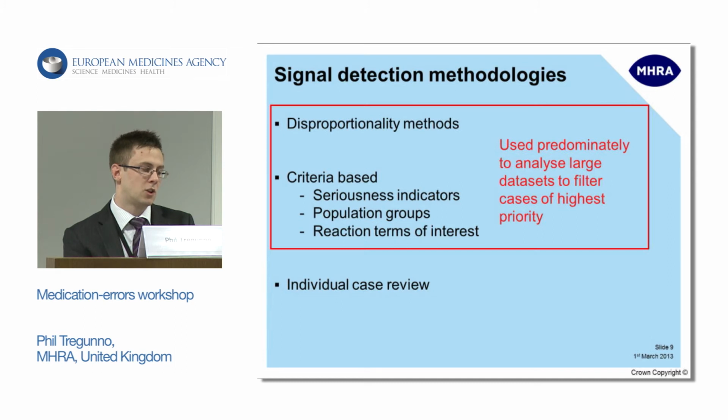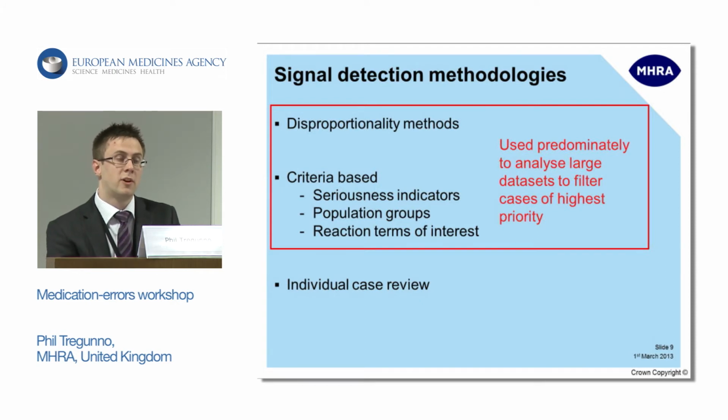We largely use the top two methods on this slide to analyse these large data sets and to filter the highest priority cases. We're really focusing on detecting the issues of most importance from the data, and with the resources available, it's not actually possible to review every single case to a high degree of detail. So we're trying to filter out the most important issues. And we'll see from examples that there are many vast different types of medication errors that we need to be thinking about detecting.